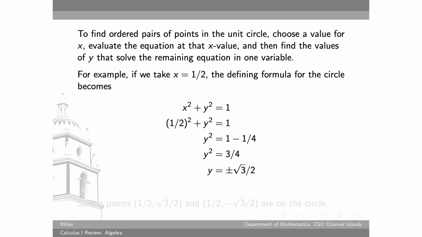To find ordered pairs of points in the unit circle, choose a value for x, evaluate the equation at that x value, and then find the values of y that solve the remaining equation in one variable. For example, if we take x equals 1/2, the defining formula for the circle, x squared plus y squared equals 1, becomes 1/2 quantity squared plus y squared equals 1, and then continuing to solve, we end up with y equals plus or minus the square root of 3 over 2. So the points 1/2 comma root 3 over 2 and 1/2 comma negative root 3 over 2 are on the circle.